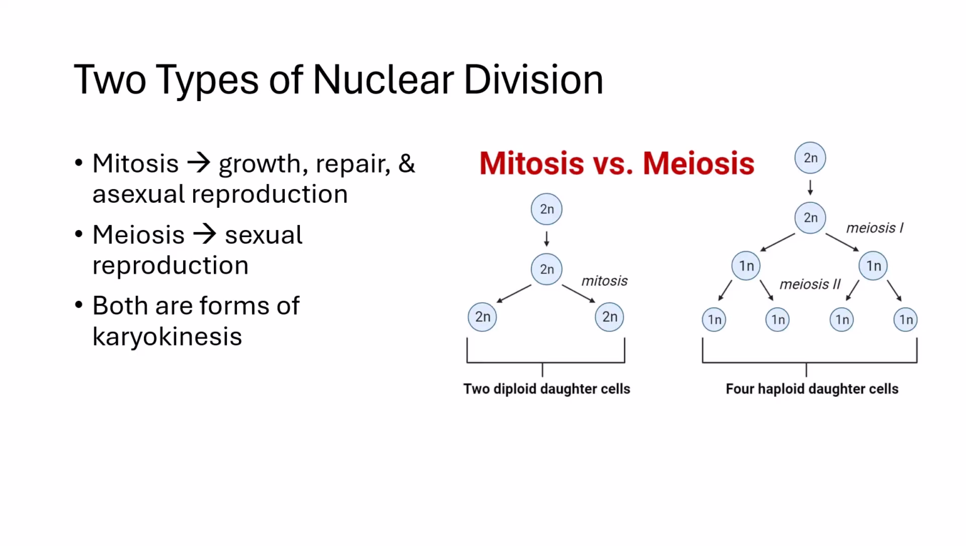There are two major types of nuclear division. Mitosis produces two genetically identical daughter cells and is used for growth, tissue repair, and asexual reproduction. Meiosis produces four genetically different cells with half the chromosome number and is essential for sexual reproduction.